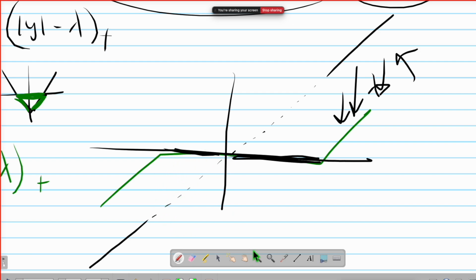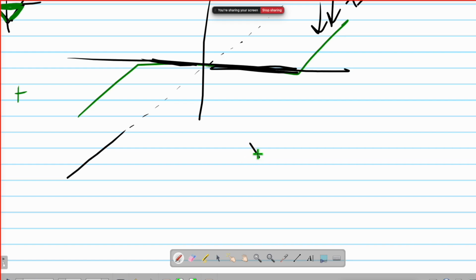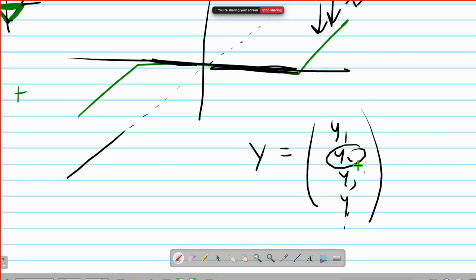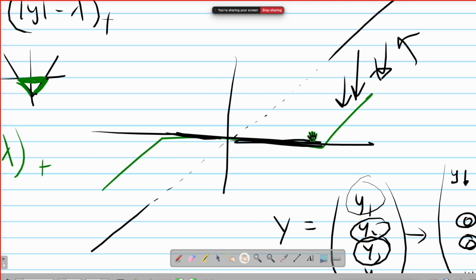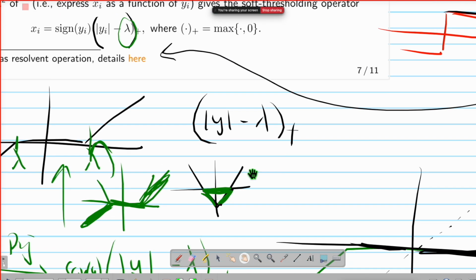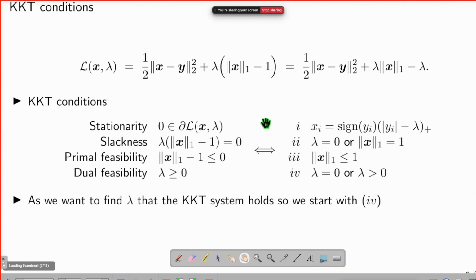That means I have a vector y, a bunch of numbers, y1, y2, y3. If some of them are very small in value, they become 0. If those values are very big, I just slightly go down a little bit. That's the idea. So this has a zeroing effect in the vector. In other words, if you do this for a vector, some components will become 0. This is called sparsity. And this is the expression. So I just explained to you the idea.